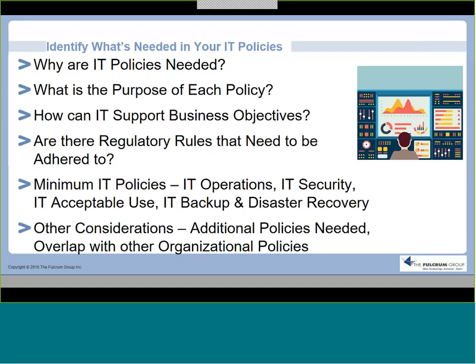At a minimum, most organizations need an IT operations policy, an IT security policy, an IT acceptable use policy, and an IT backup and disaster recovery policy. Some organizations may need an IT change management policy or other IT policies for specific needs. It's also a good idea to check for overlap with any existing policies. For example, your employee handbook may already include an acceptable use policy, or your organization may have a non-IT specific disaster recovery or business continuity policy.